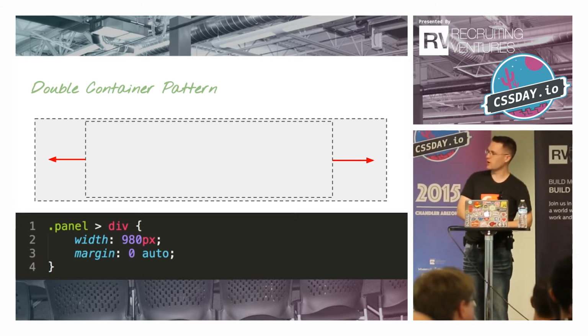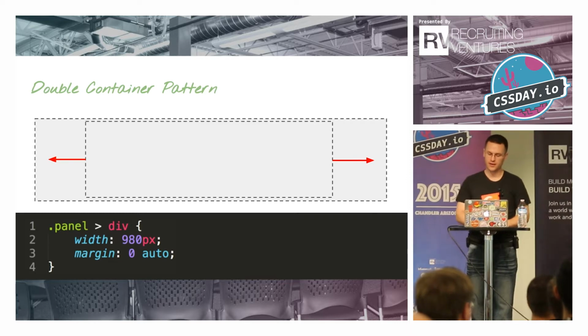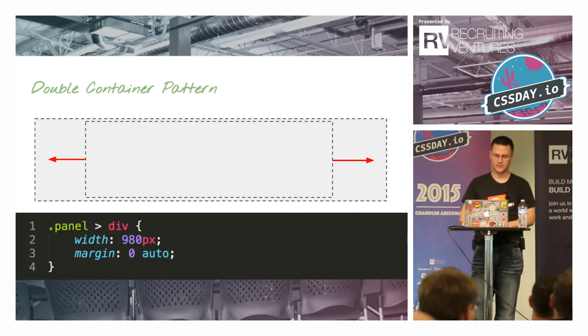If you've ever seen this margin zero auto and wondered what that was all about, the auto is only going to work on the left and right. In margin, when you have two values, the first value applies to top and bottom, and the next value applies to left and right. So the margin zero is just saying we don't really need to say margin auto on top and bottom, because that doesn't make any sense. It doesn't do anything anyways.